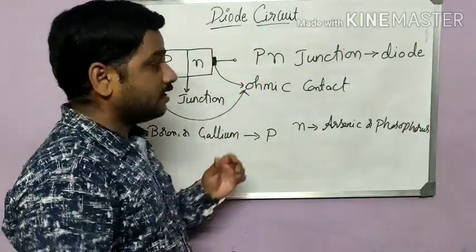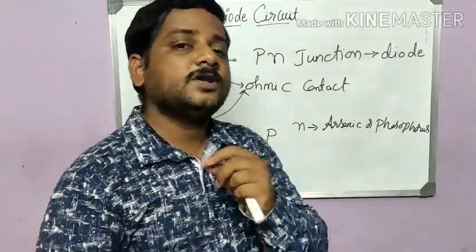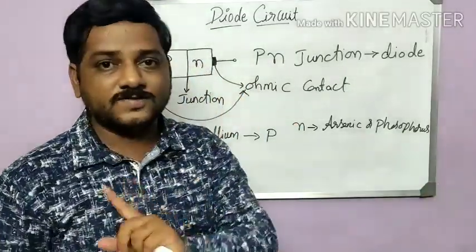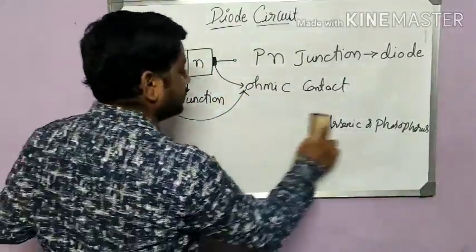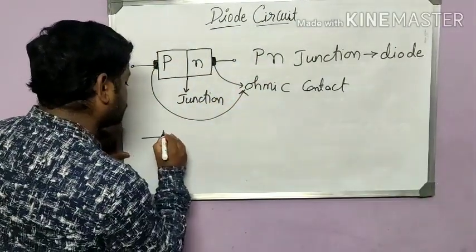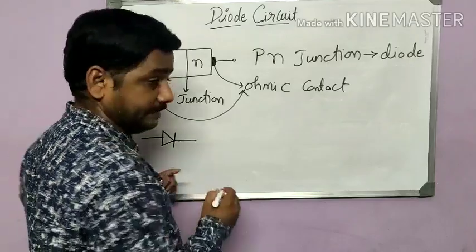Okay, so now let's have a look at the symbolic representation. This is just how it looks, but this is not the symbol of a diode. So let's have the symbolic representation of a diode. This is how a diode looks, meaning symbolically we represent it.